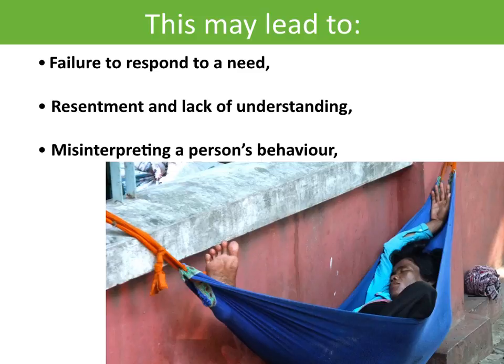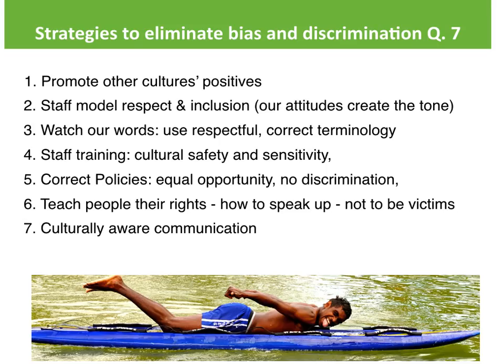It may also mean we don't notice a particular need. We might misinterpret a person's behaviour too if we're just seeing it through our own cultural perspective. So what strategies can we use to eliminate bias and discrimination? Here's a few here.